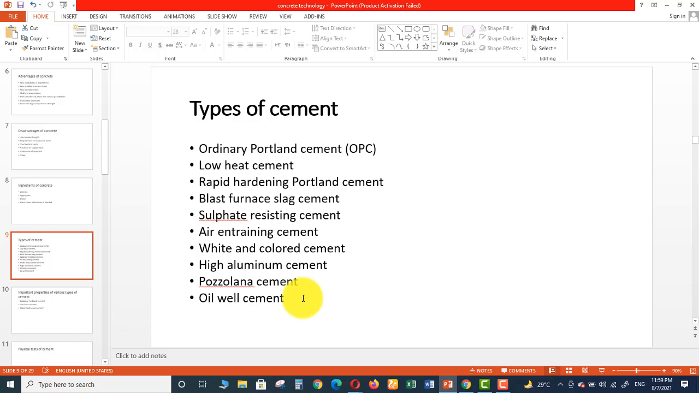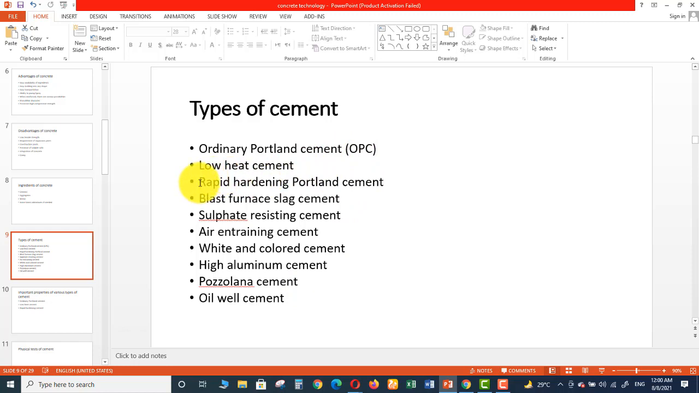So OPC is actually the common type of cement which we use, and it has adequate resistance to dry shrinkage and cracks. This is one of the important functions of OPC, that it has adequate resistance to dry shrinkage and cracks, but less resistance to chemical attack. This is the disadvantage of OPC. It should not be used for construction work which is exposed to sulfate in soil, right? So these are important points related to OPC, ordinary Portland cement.